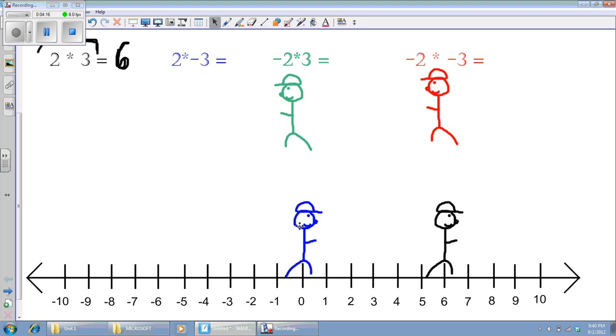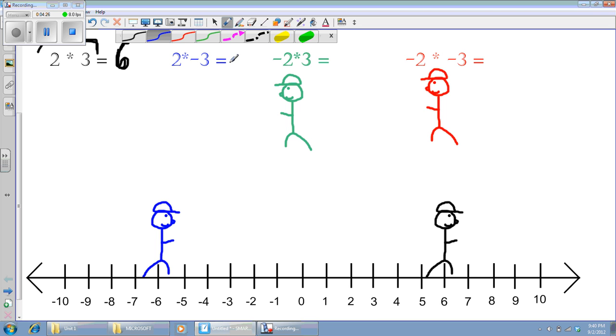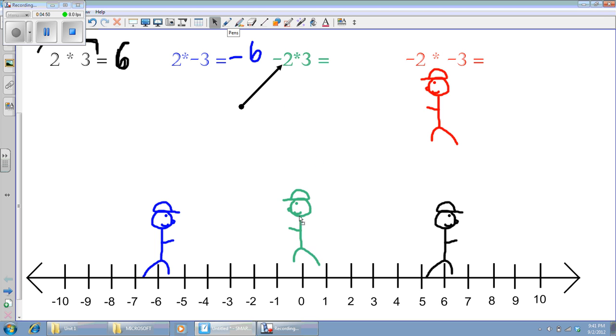So let's move Bobby back. 1, 2, 3, and then 1, 2, 3 more. And look at that, Bobby's at negative 6. So 2 times negative 3 must equal negative 6. All right, let's take a look at this example here. Notice Bobby's facing the other way. Why do you suppose he's facing the other way? Could it have something to do with this negative? Yeah, it does. This negative, the 2 groups, he's turned around.